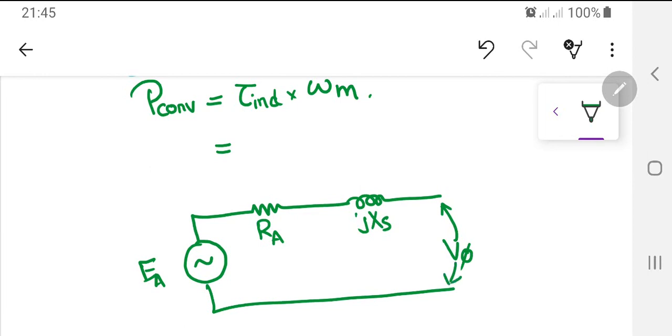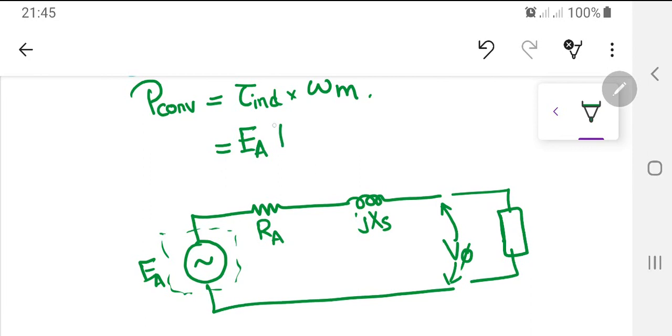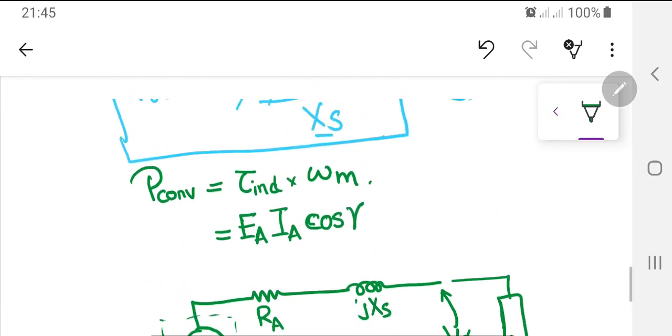So the internally generated voltage is EA, and then I have the angle, the current goes on and is connected to some load, and that load can be single phase or 3 phase. Over here the converted power is the power at this point. So your P converted electrically will be equal to EA IA times cos of the angle between EA and IA, and we are going to call it gamma. Now what is this gamma?